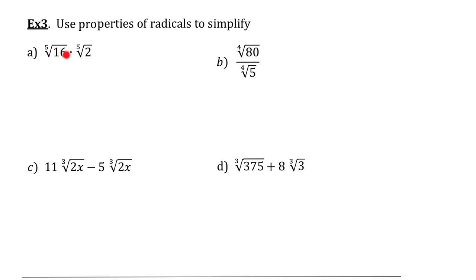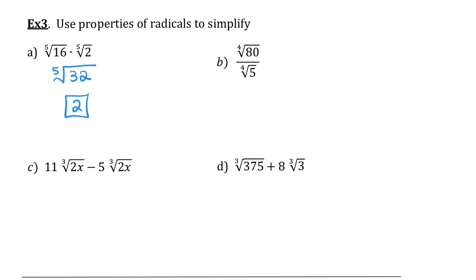5th root of 16 times 5th root of 2. Now if I knew the 5th root of 16, I would just evaluate it. Since I don't, and since they're both 5th roots, let's multiply them together and see if it'll make it easier. 16 times 2 is 32. Do we know the 5th root of 32? Yeah, it's 2. So I only multiply them if it's going to make it easier.